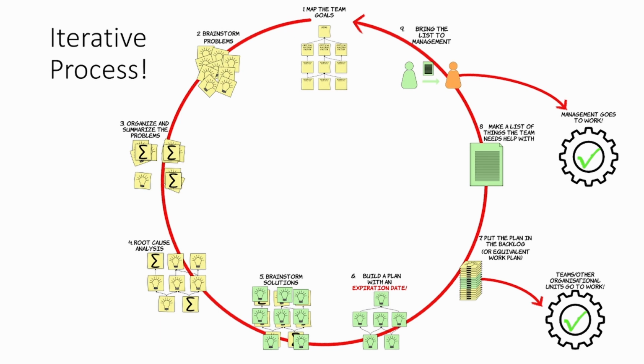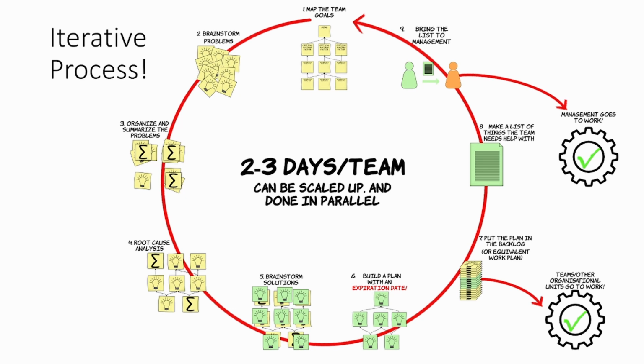What this boils down to is that management now is set to go to work on improving processes and improving the organization too. The initial iteration takes 2 to 3 days. After that, you can get by with longer iterations. The length can vary depending on the situation.